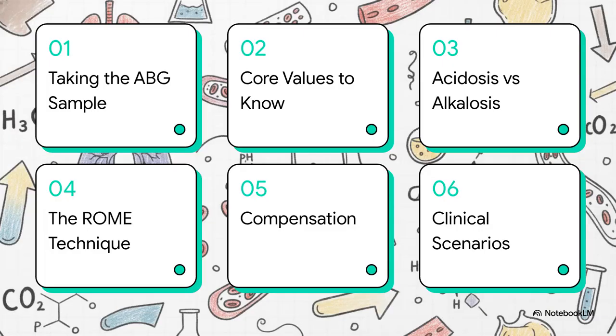Here's our mental roadmap for today. 1. Taking the ABG sample. 2. Core values to know. 3. Acidosis versus alkalosis. 4. The ROME technique. 5. Understanding compensation. And 6. Real-world clinical scenarios. Now, let me reassure you right now, sticking to this strict chronological structure is your absolute key to success here. Trust the process, don't skip ahead, and you'll completely master ABG interpretation by the time we wrap up.